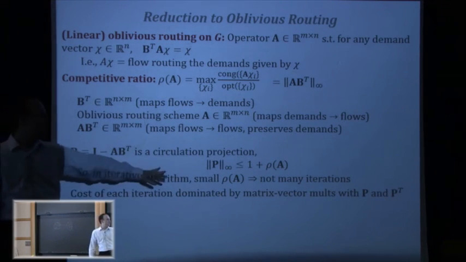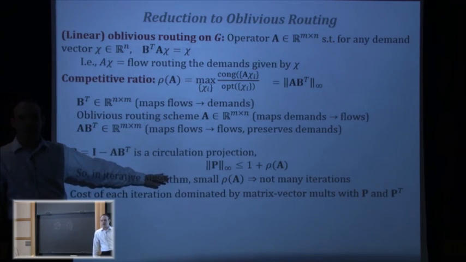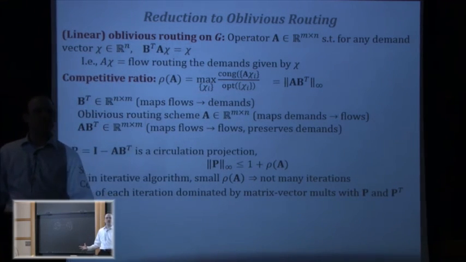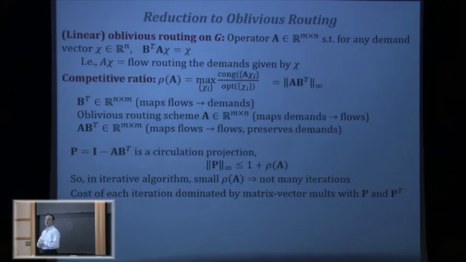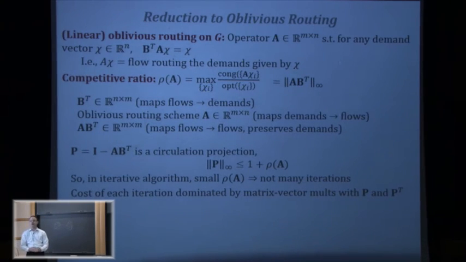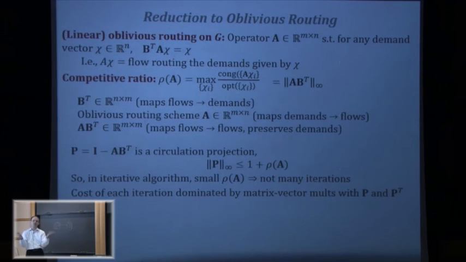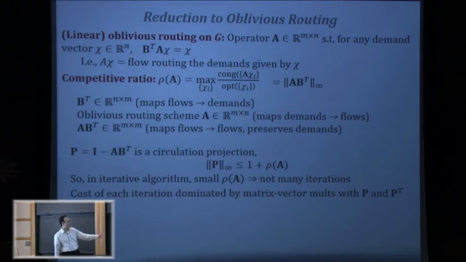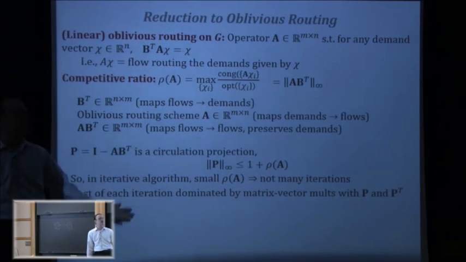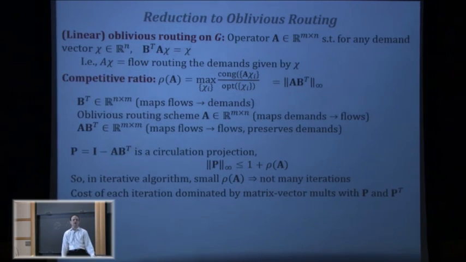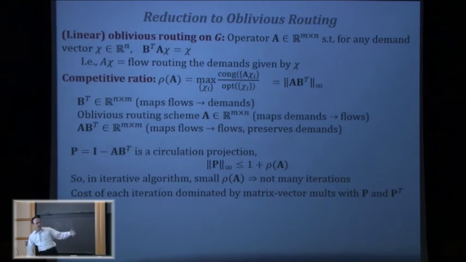The number of iterations depends on the competitive ratio, which makes sense, because the competitive ratio is the ratio of how well you should be routing demands in the best case to how well you actually do, which is how crude your oracle is, and thus how many iterations you need. The cost of each iteration is dominated by matrix vector multiplies with P and P transpose. So our goal is to get rho small and the multiplications to be fast.